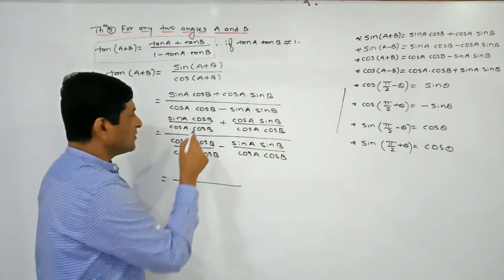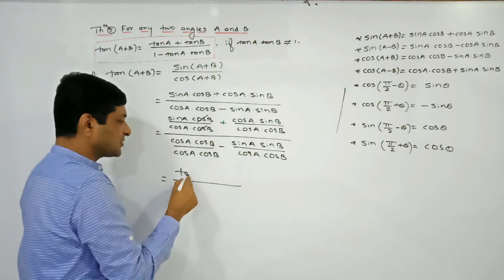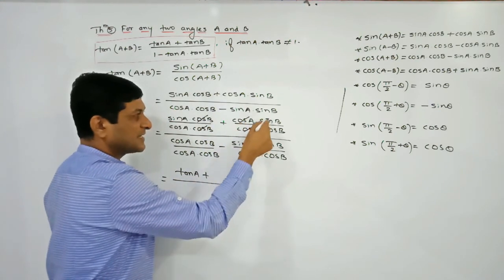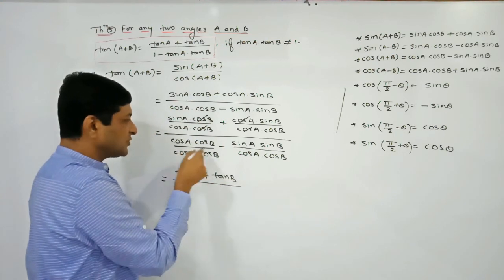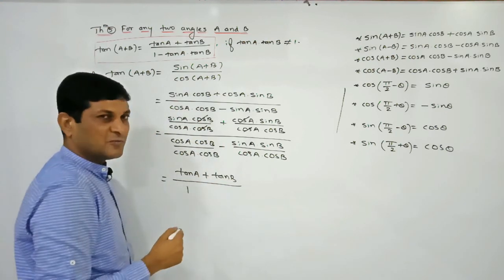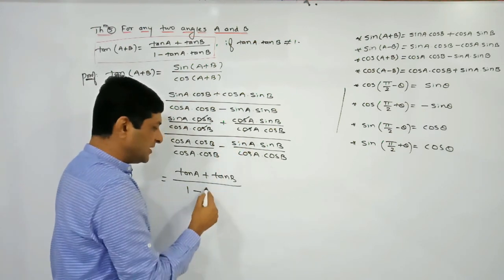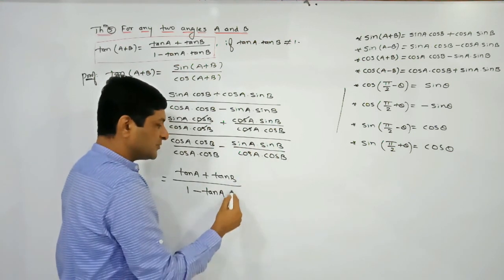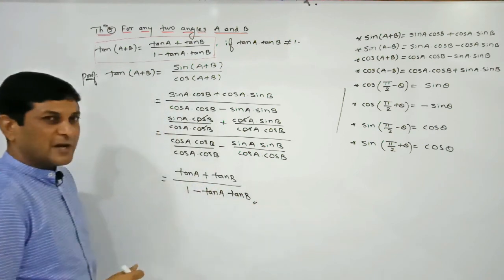Now here we can observe that cos B will get cancelled. Sin upon cos will be equal to what? Tan A, plus here cos A will get cancelled, sin B upon cos B will be equal to what? Tan B. Here these two terms will get cancelled and what will we get? 1. Minus here also sin upon cos will be equal to tan, so tan A into sin B upon cos B will be equal to what? Tan B. In this way we have proved our required result.